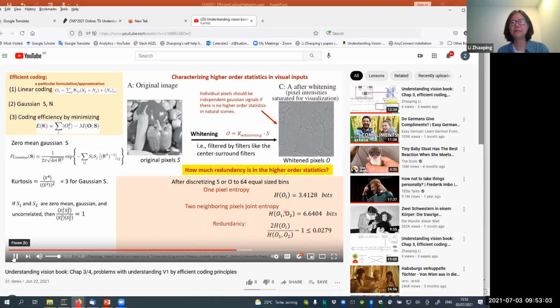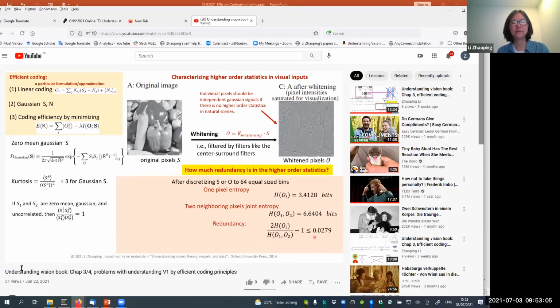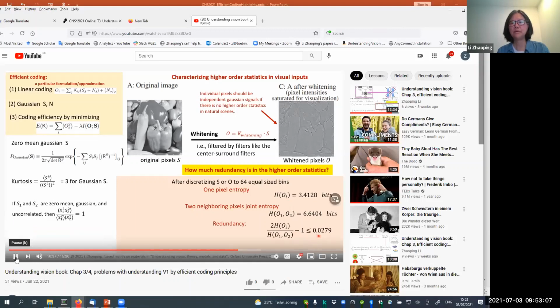We can calculate the redundancy, and this redundancy really is less than 3%. So in that sense, it's very small redundancy. But they say redundancy, let's compare it to the lower order redundancy, okay? So it's actually a small percentage. Now this redundancy includes only the higher order redundancies, because by then the lower order is already removed. But let's look at the lower orders.